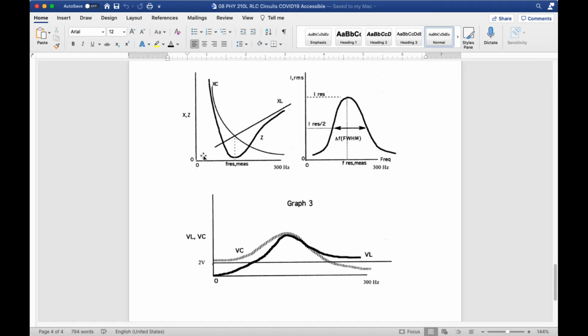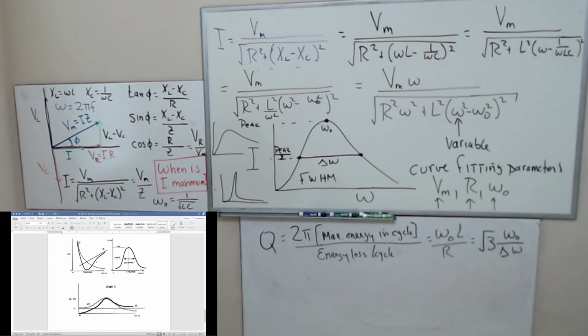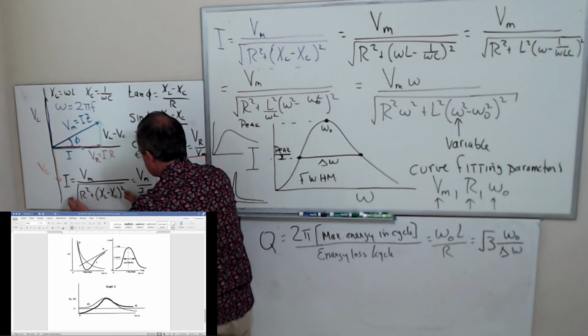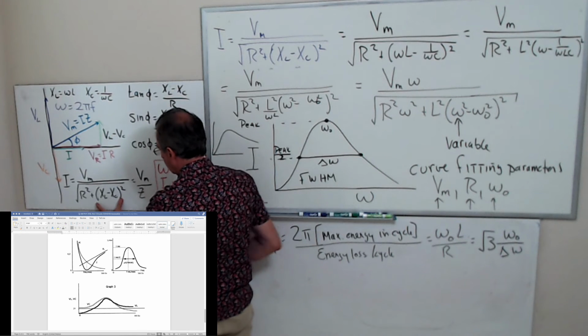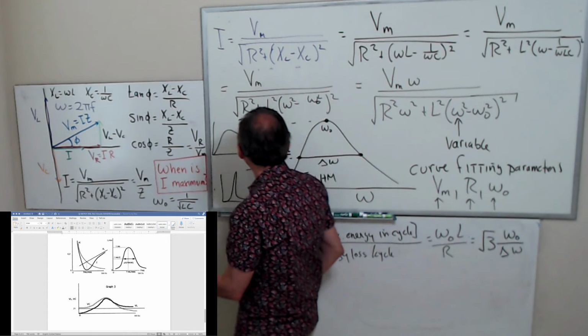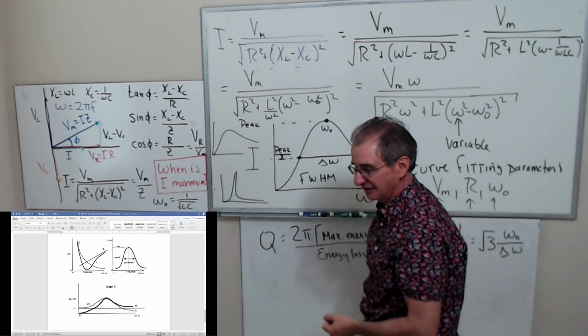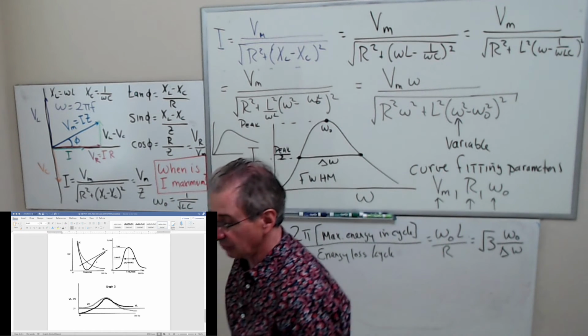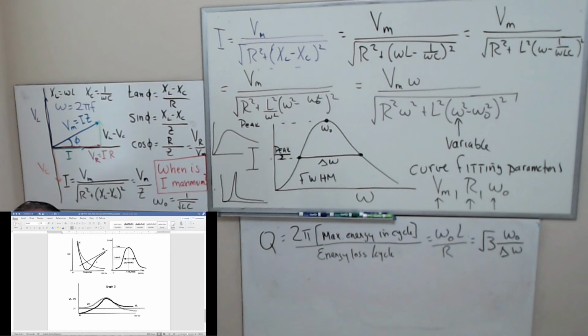The bottom of the Z graph is the resonance frequency because if we look at this expression, Z is this expression. Z is minimized when X sub L equals X sub C. Z is minimized because the current's maximized. And that's going to allow you to find the resonance frequency.